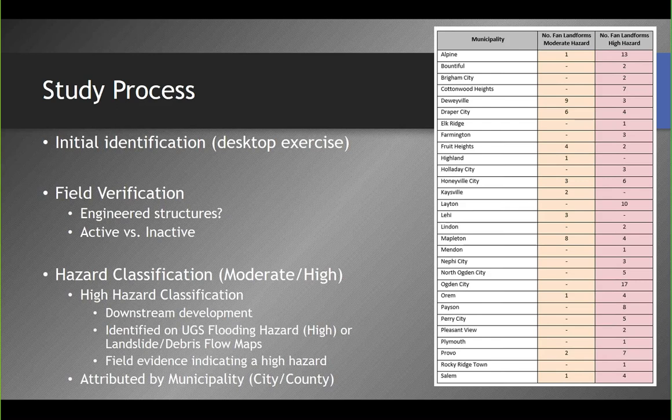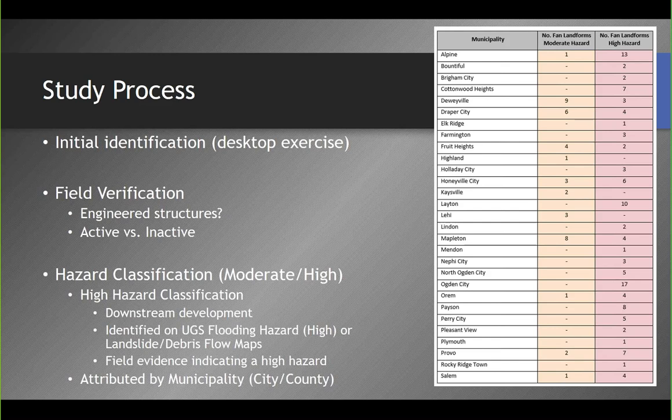In other words, if somebody had previously identified, a community or an agency had identified this as a high hazard landform and constructed a debris basin or a sediment basin or some sort of basin near the fan apex, then that would probably remove it from being an active alluvial fan landform. So sometimes those structures were identifiable in the aerial photos and in the topo, but not always. And then that active versus inactive confirmation.